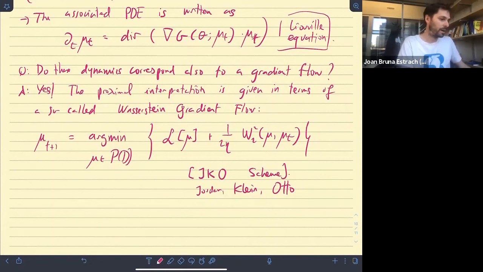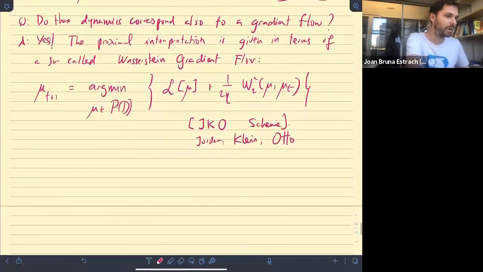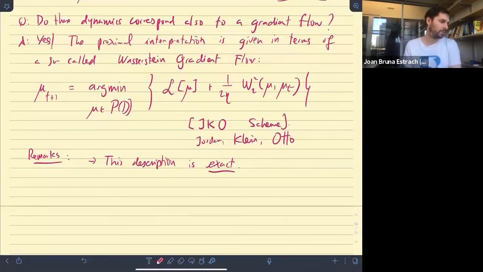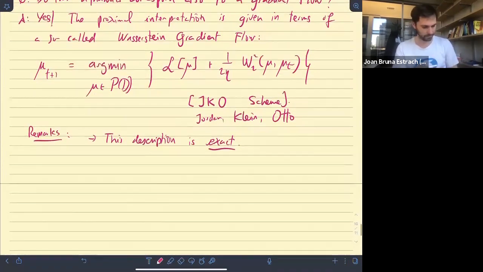All right. And so just a few remarks, as usual running a little bit out of time. At this point we haven't made any approximation error. So this description is exact. If you were implementing a shallow neural network on a computer and doing gradient descent with a very, very small step size, tracking the evolution of the empirical measure, that would be exactly the evolution. The PDE is exactly giving you this evolution.